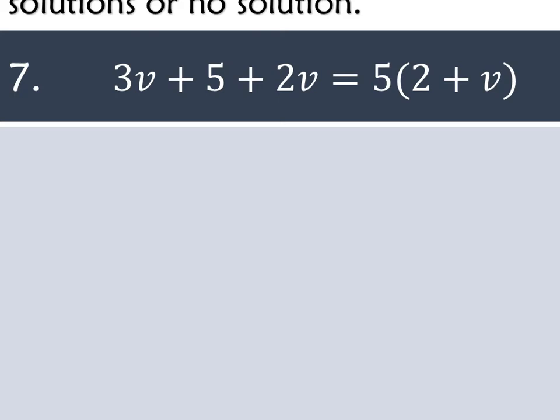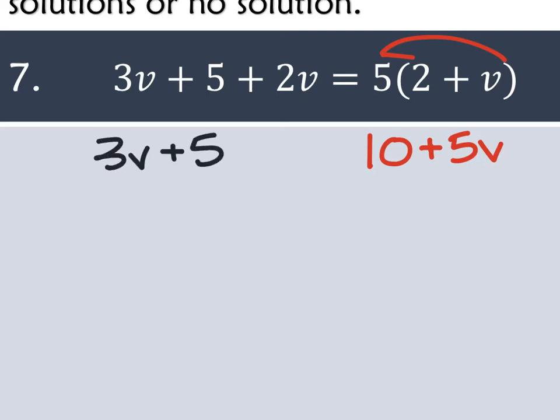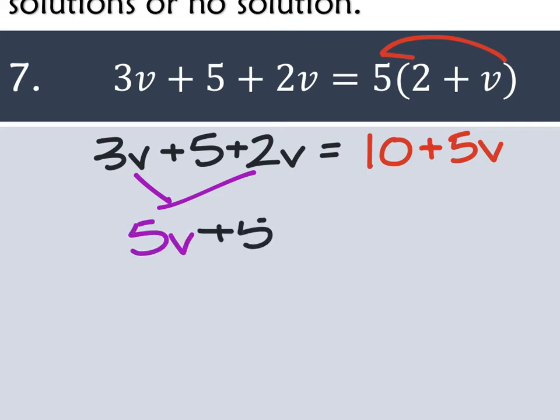Well, solving this as usual, I'd be looking to distribute first. So 5 groups of 2 would be 10, and then 5 groups of v is positive 5 v's. The rest of it we didn't touch yet. Okay, so we got 3v plus 5 plus 2v equals 10 plus 5v. And next we'll combine any like terms we have, which we do. 3v's and 2v's is 5v's.